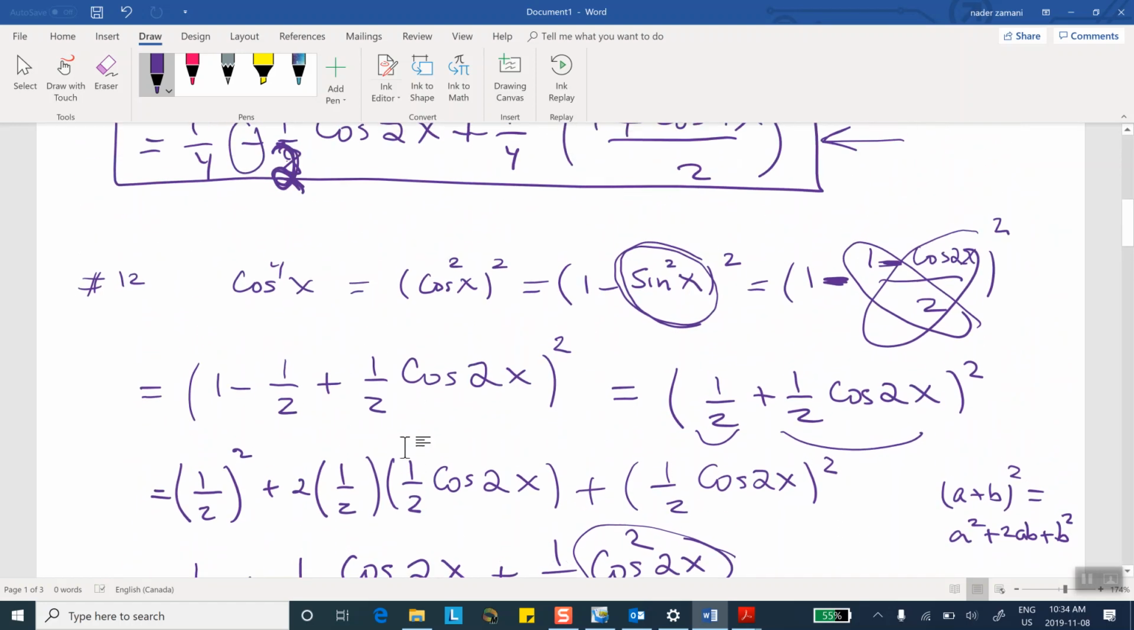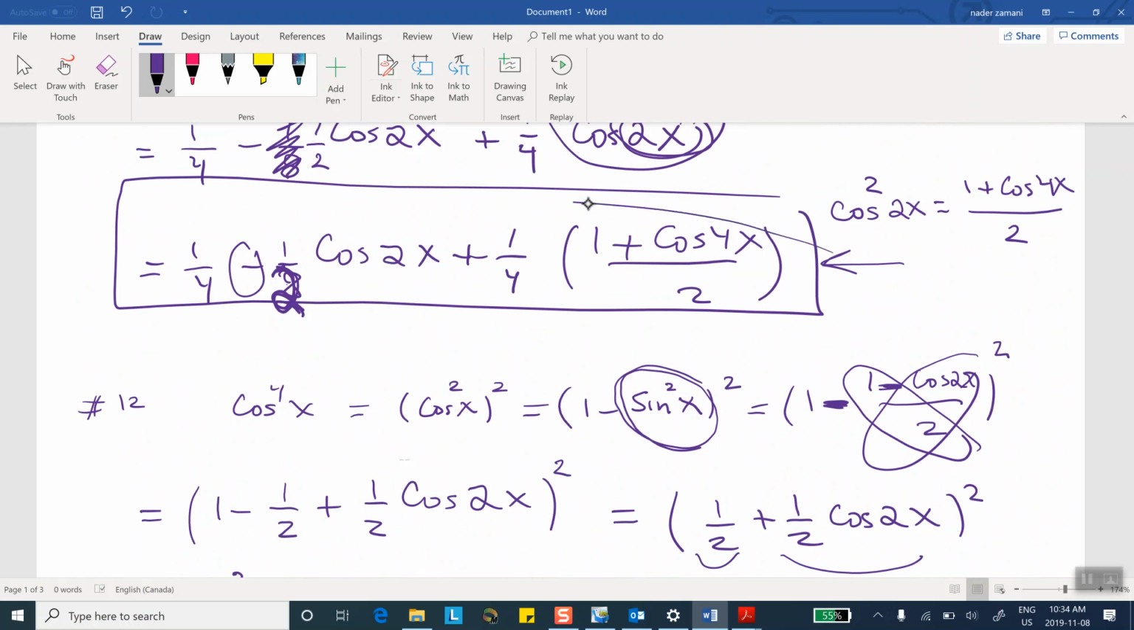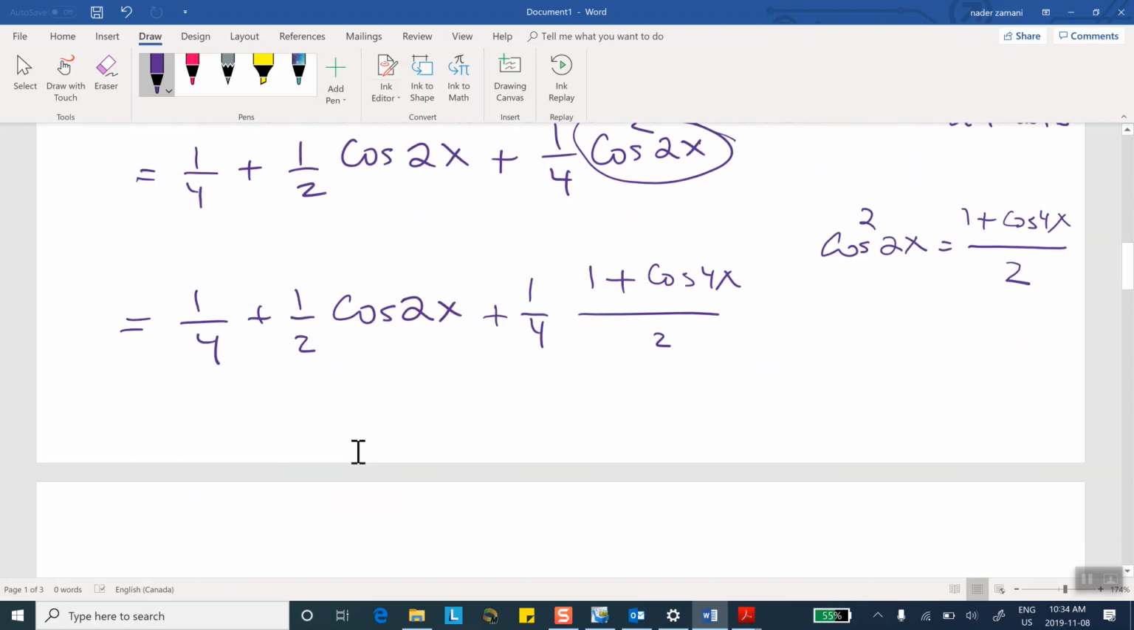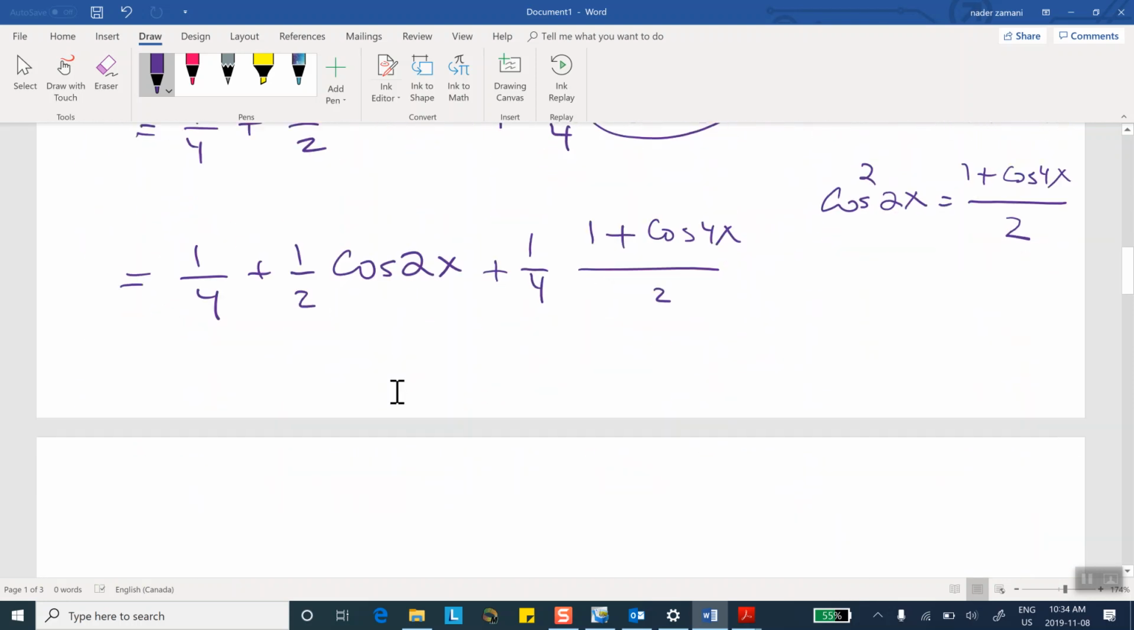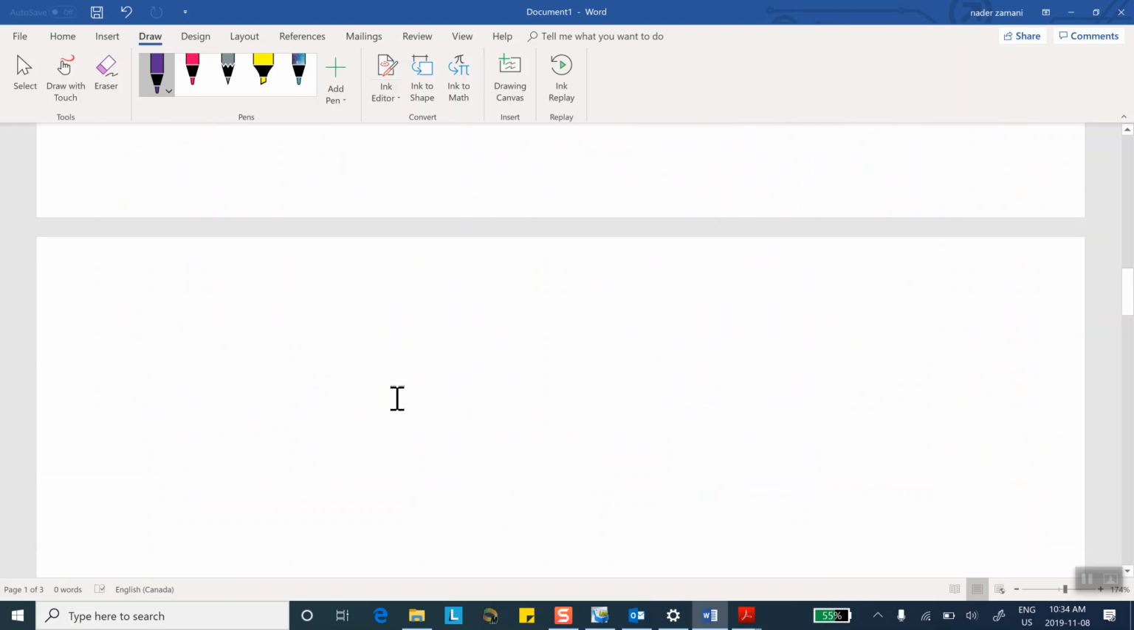You can see that this is exactly like that, except for this sign. This sign over there was minus. This sign over here is plus. And of course, there's no way for us to know that. You have to work it out.